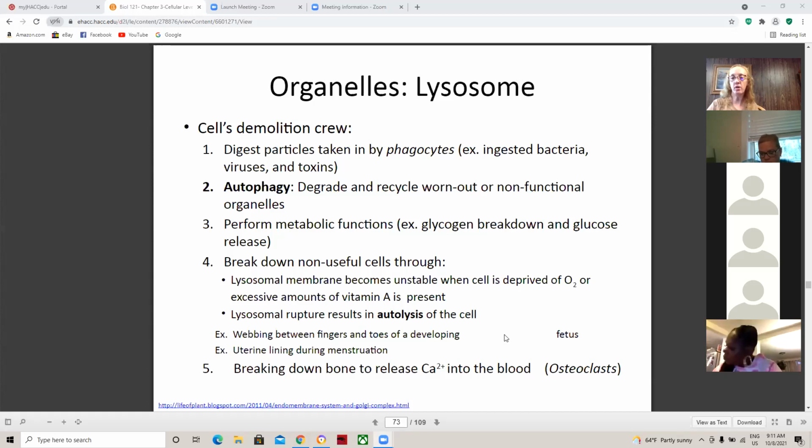So when a cell is deprived of oxygen or excessive amounts of vitamin A are present, the lysosomal membrane becomes unstable and the lysosome ruptures, resulting in autolysis of the cell, because those acid hydrolases that break down things are now not contained within the cell and are able to function throughout the cell, allowing for autolysis of the cell.